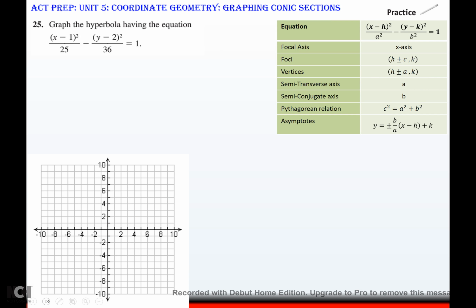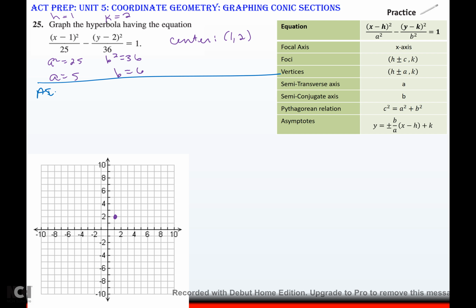Alright, so graph the hyperbola having this equation. Alright, so I'm going to have my h is 1, k is 2, a squared is 25, b squared is 36. That makes a 5 and b 6. That gives me a center at h, k, 1, 2. Okay, and then I can find, for me, I like finding my asymptotes next.